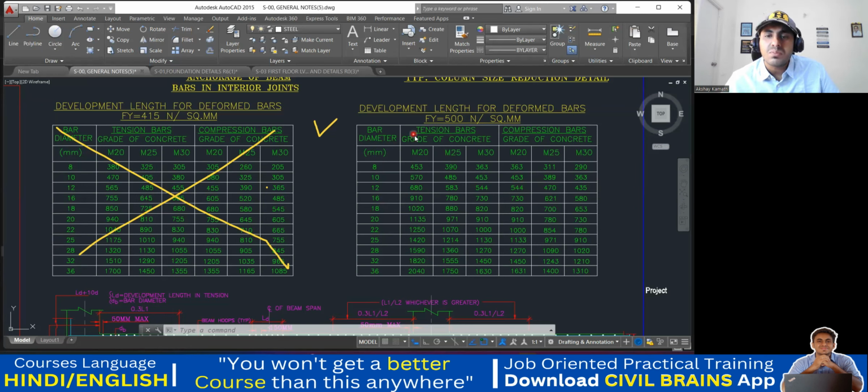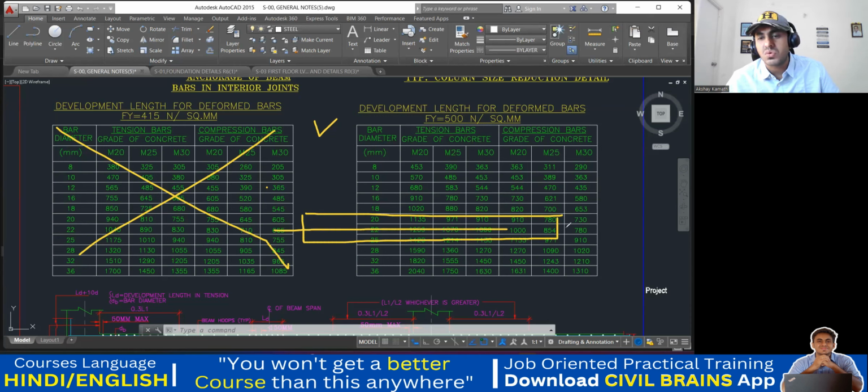So again, what is this compression and tension bar? For that, you need to understand the beam. For example, if I take a beam, I'll draw it here only. And this is the neutral axis, what we have.